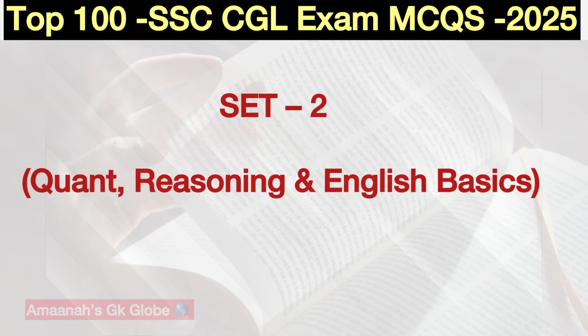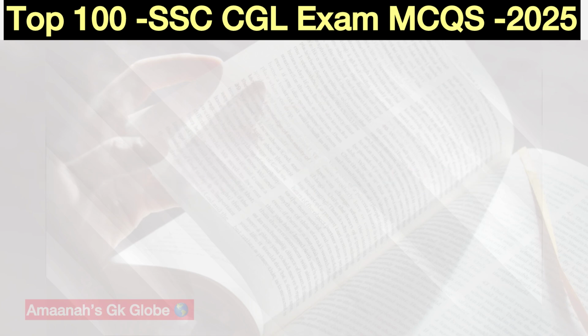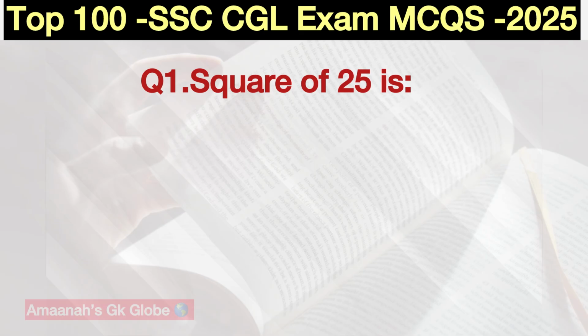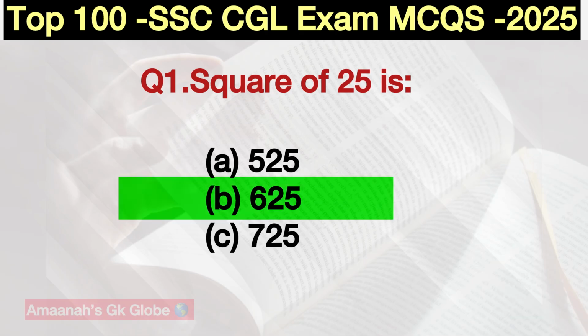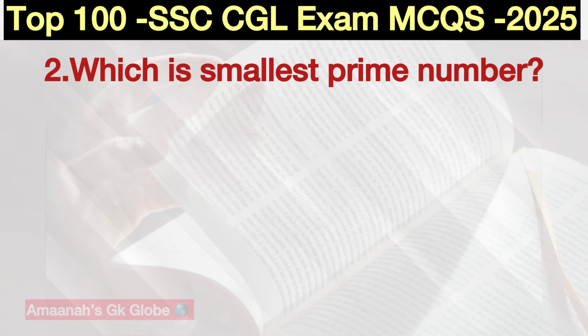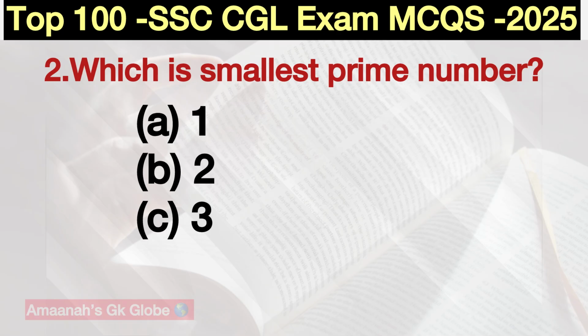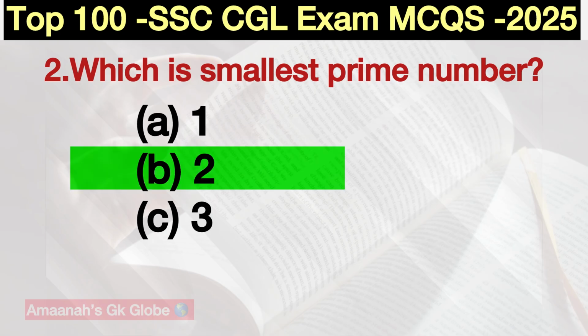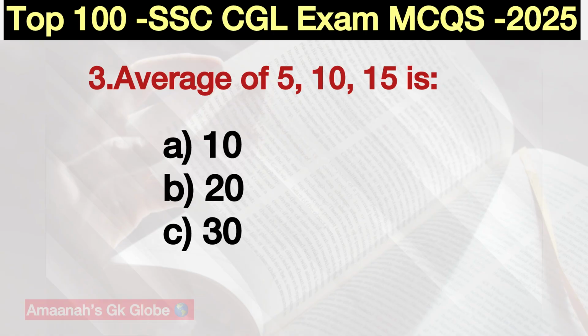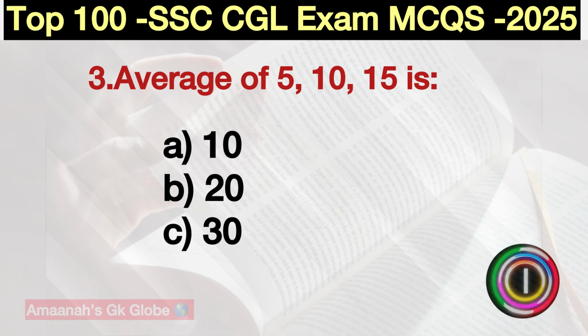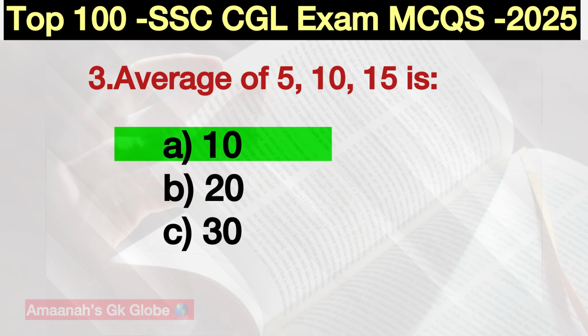Now let's start set 2 Quant reasoning and English basics. Question number 1. Square of 25 is. Right answer is option B, 625. Question number 2. Which is smallest prime number? Right answer is option B, 2. Question number 3. Average of 5, 10, 15 is. Option A, 10.